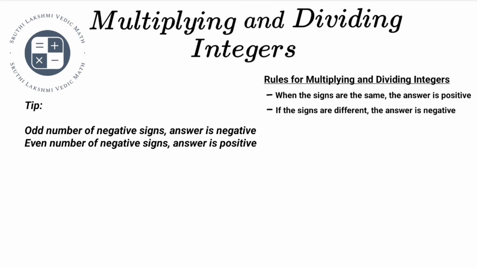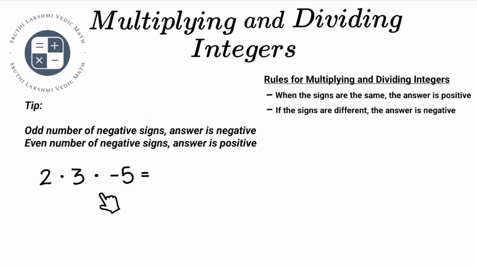Here is a tip to help you out. If you're multiplying more than two numbers, you use the odd-even rule. So the rule is that you count the number of negative signs in the problem. If the problem has an odd number of negative signs and none of the numbers being multiplied are 0, the answer will be negative. But if there's an even number of negative signs, the answer will be positive. Now let's see how this rule applies.